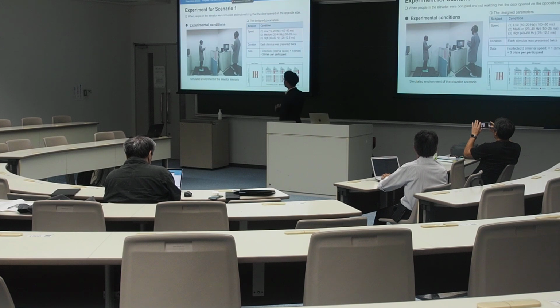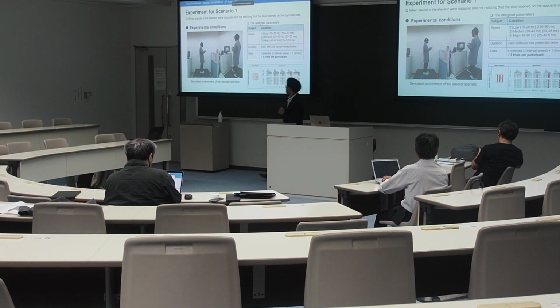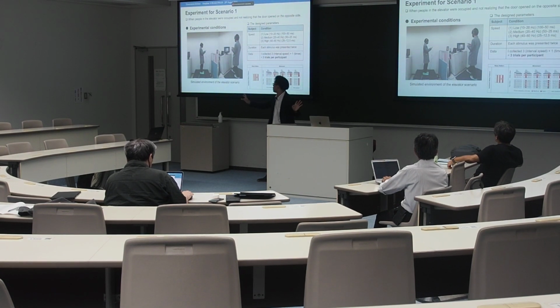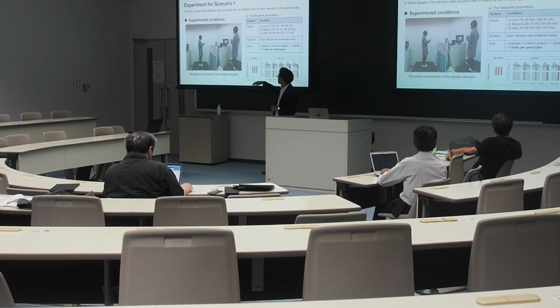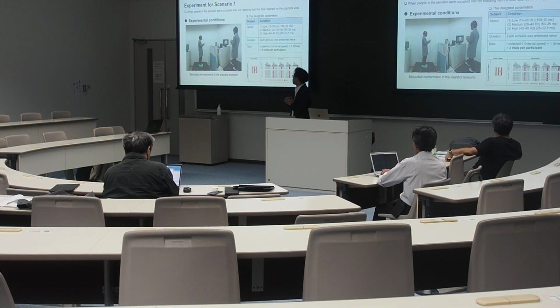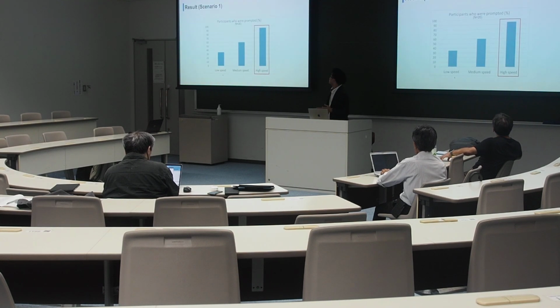So for the first experiment, the elevator scenario, I use screens at the front and behind to create an elevator scene, and then I ask participants to step onto floor number 2, so that the system is activated. When the person goes back or looks for the exit door, I judge them to be prompted by the system. For the result, with the high-speed wave pattern, more than 90% of the participants responded to the system that I designed for this scenario.